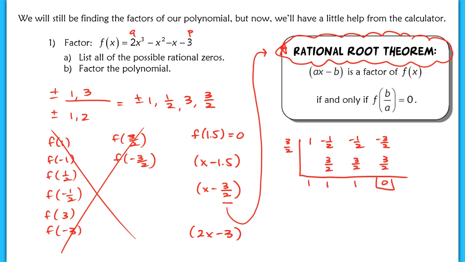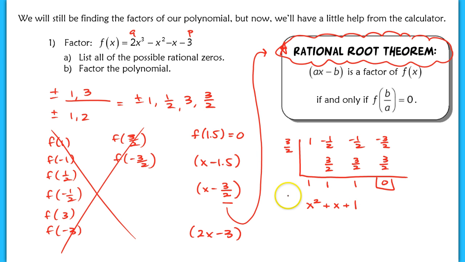I'll pause the video. Okay, as you can see, after I took 3/2 here, I do end up with a 0 for my remainder, which means that this is definitely a factor. So 2x minus 3 is definitely a factor for this original polynomial. Now, I'm left over with this quadratic here with coefficients 1, 1, and 1. So I have x squared plus x plus 1.